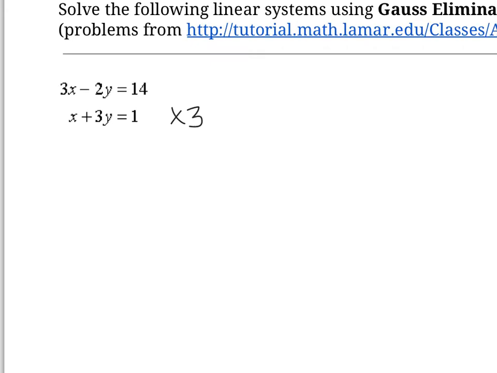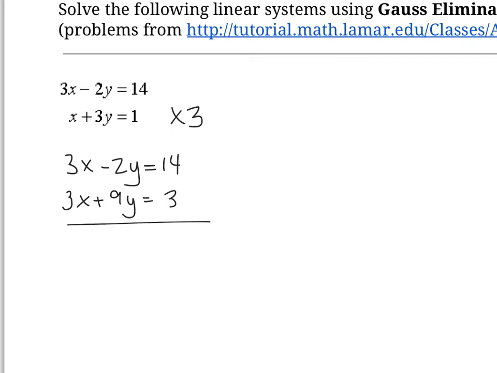If I do that, I'm going to end up with 3x minus 2y equals 14. My second equation is going to be multiplied by 3, 3x plus 9y equals 3. If I then subtract these two equations, I'm going to end up with 14 minus 3, which is 11. I'm going to end up with negative 2 minus 9y, which is negative 11y. And of course that 3x's are going to cancel each other out. So I can just solve this equation now. Y is equal to negative 1.